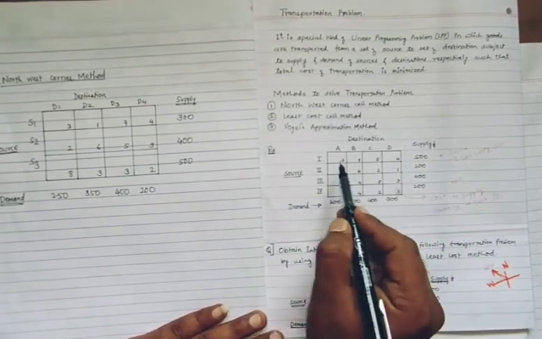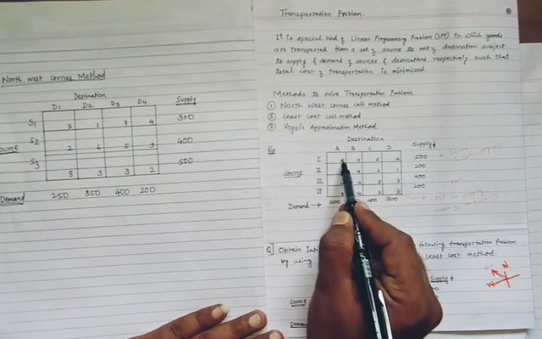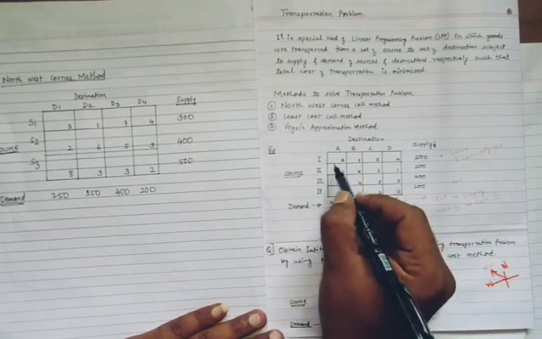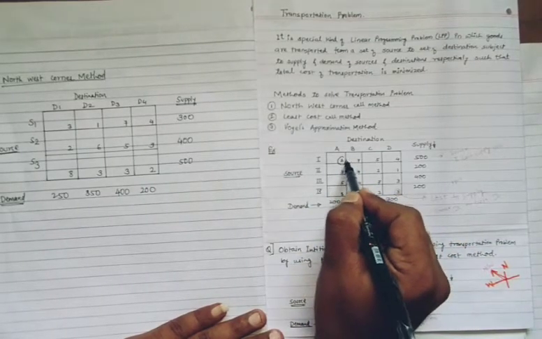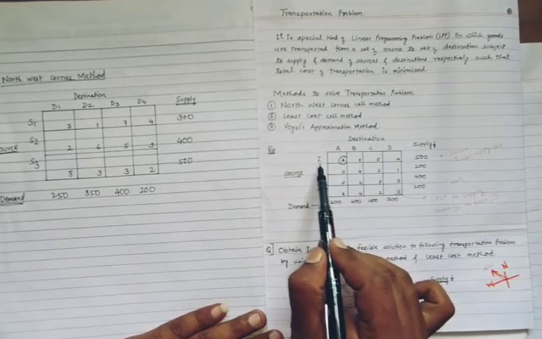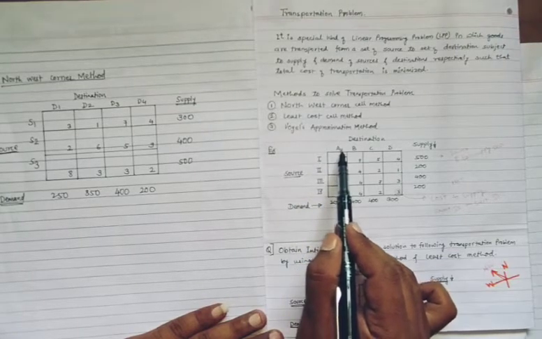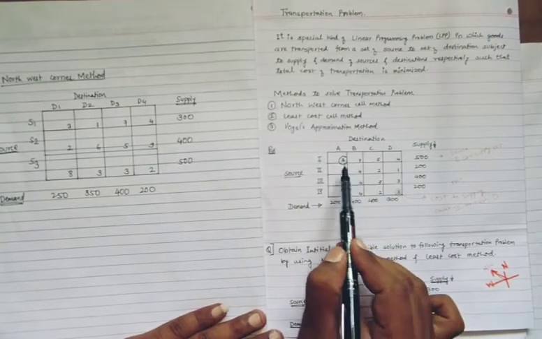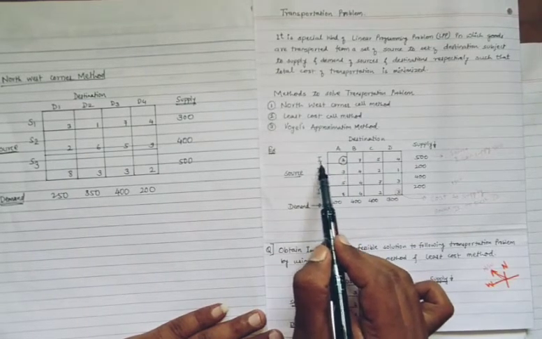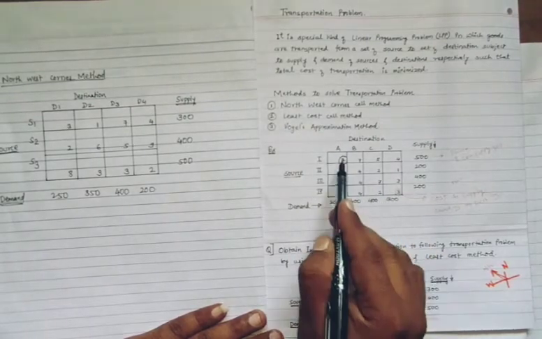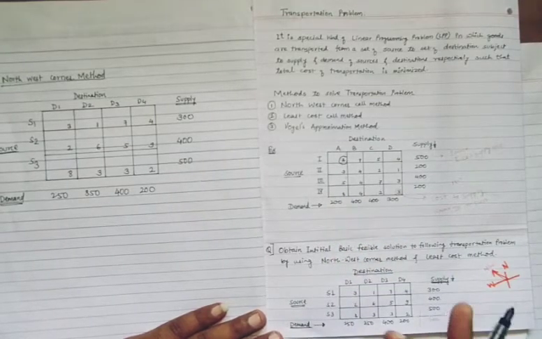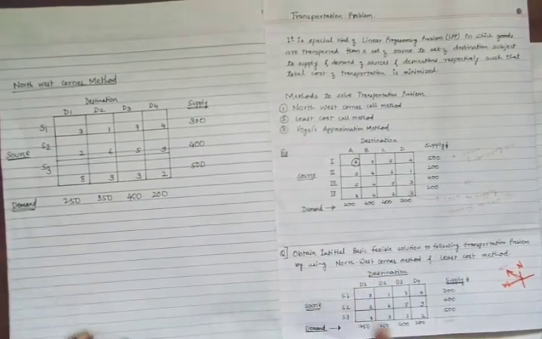In this problem we have been given these numbers. What is this number? This is the cost to supply from a source to a destination. For example, this 2 means it is the cost to supply from source 1 to destination A per unit, which is 2. In this way we have been given these numbers. So let's start solving this problem.